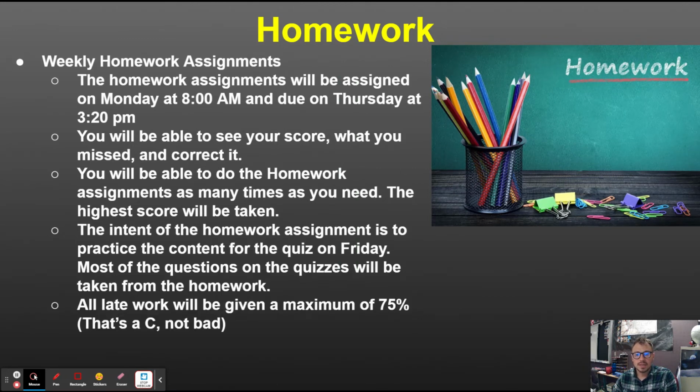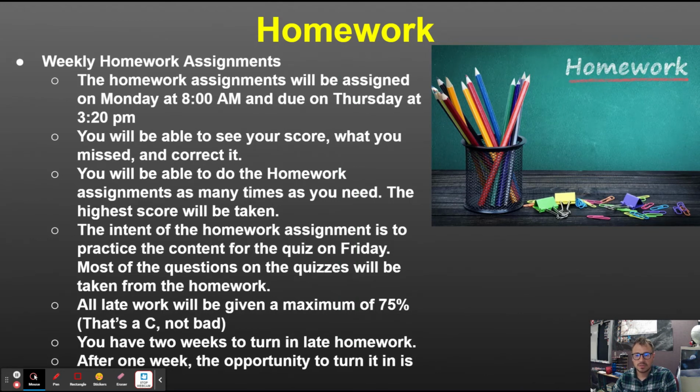All late work will be given a maximum of 75%. That's a C. That's not bad. Two weeks is that magic number to turn in any late homework. After two weeks, that opportunity to turn it in is gone.